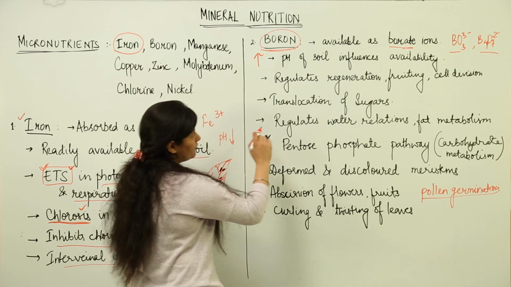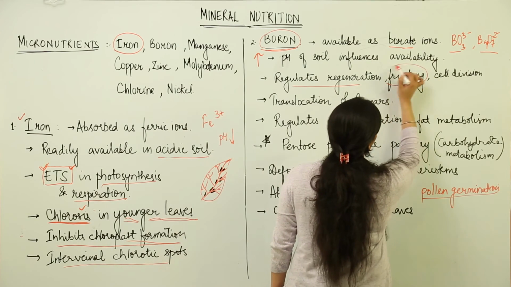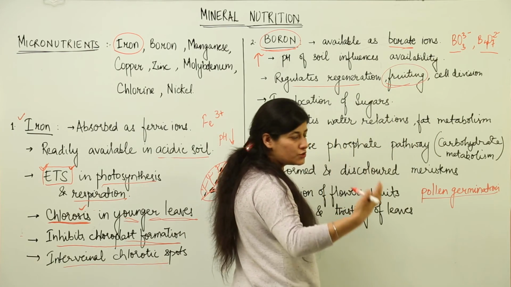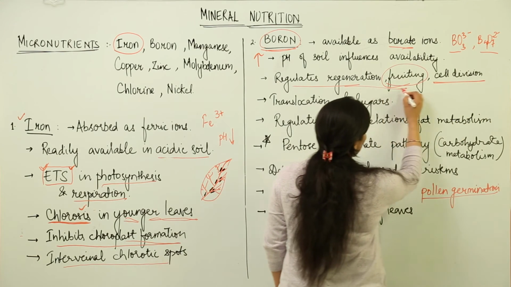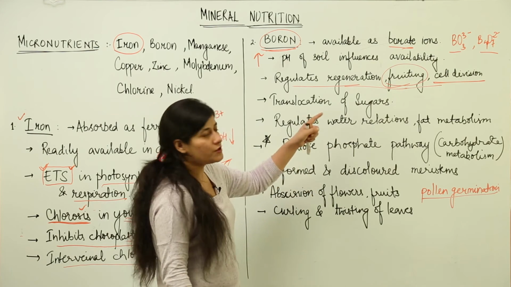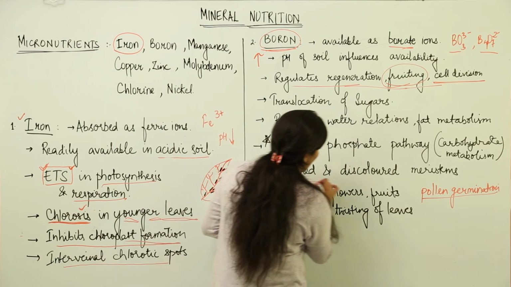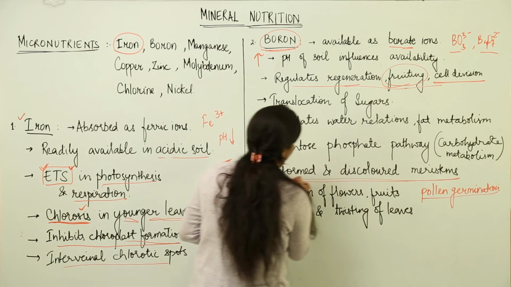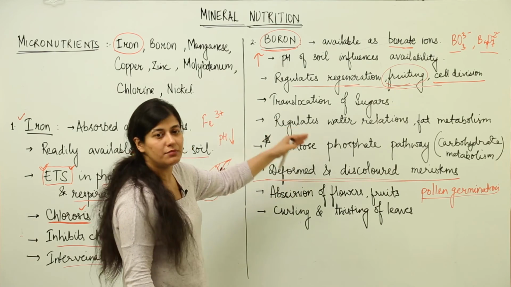Now coming to other functions, it regulates regeneration, it regulates fruiting. Over here fruiting means that the ovary would be changing to a fruit. It regulates cell division. So these points indicate that if the deficiency symptoms are going to show, they would be seen in the meristematic region, and that is why we say that deformed and discolored meristems are formed if boron is deficient in a given soil and is not available to the plant.